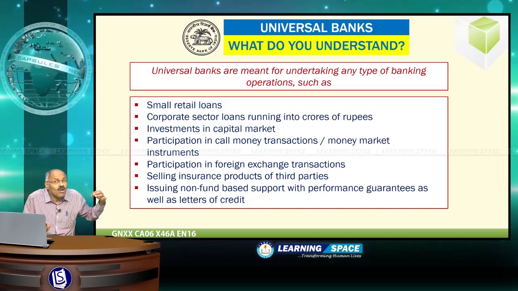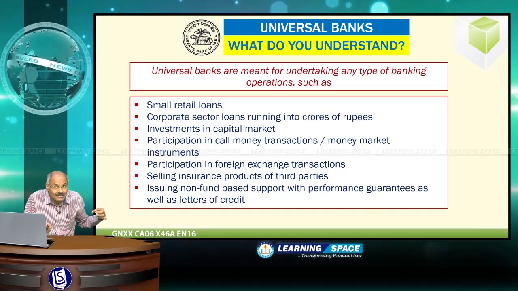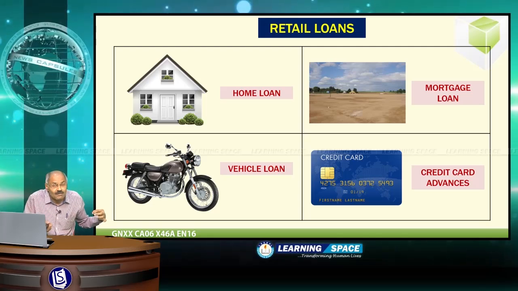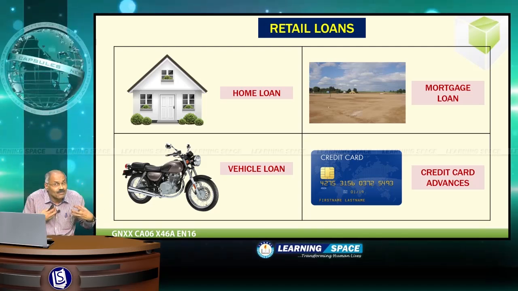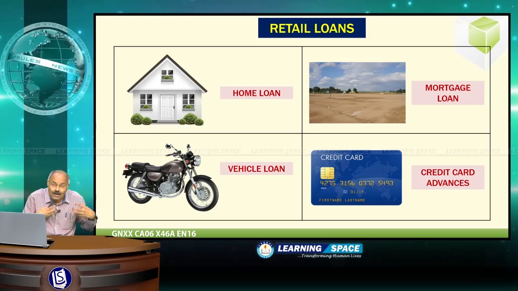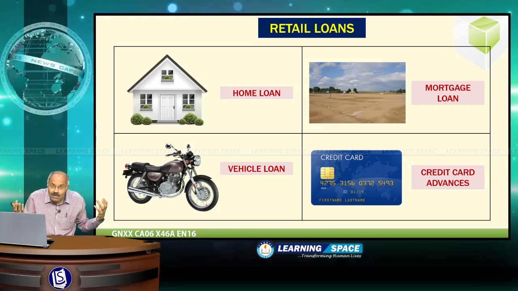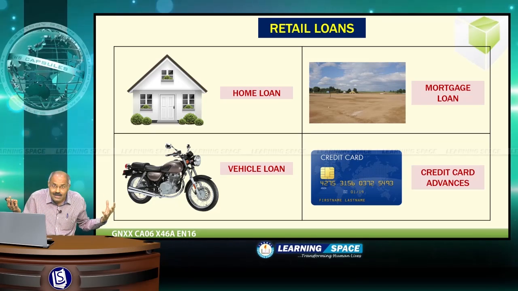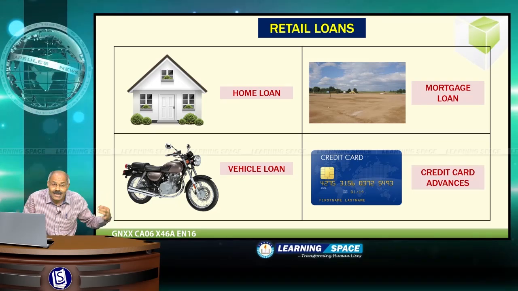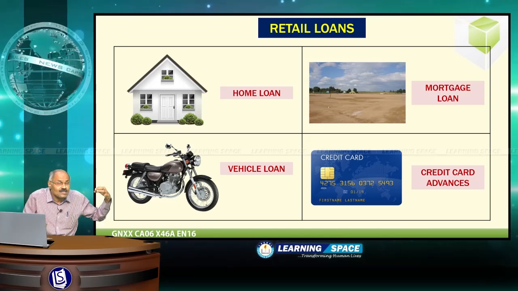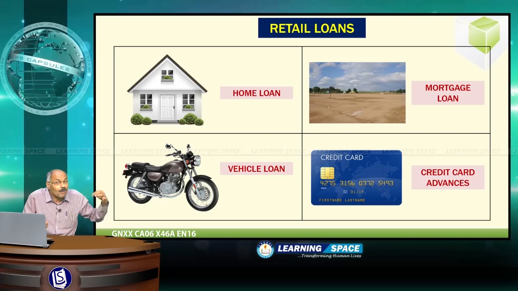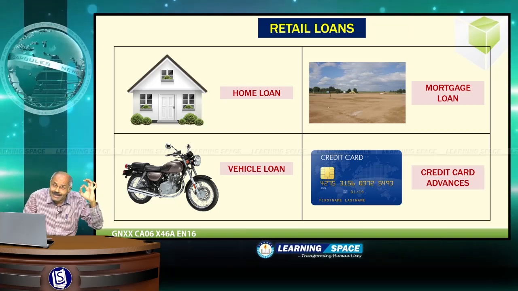Here, small retail loans. Please look into this slide. Small retail loans means the loans which you and I take from the banking system, like home loan, mortgaging land or building, we take loan, that is mortgage loan, then vehicle loan, then credit card advances. So, these are all examples of retail loans. This also includes personal loan. So, these are small retail loans.